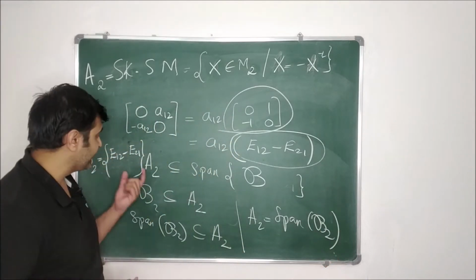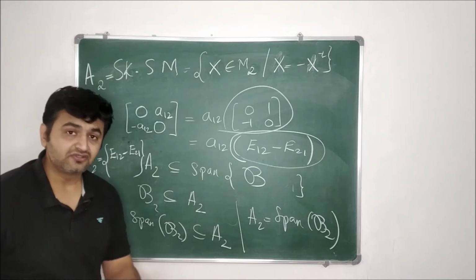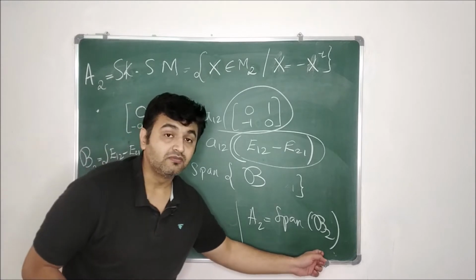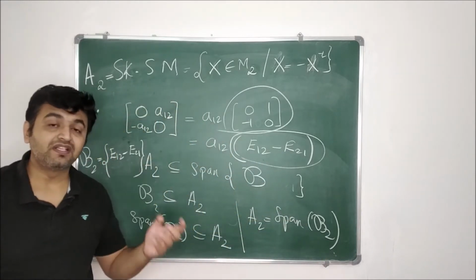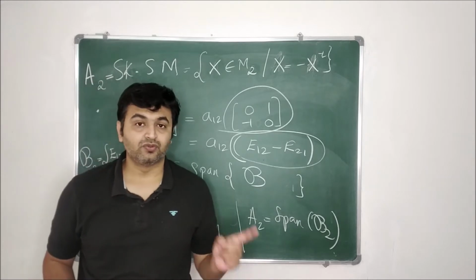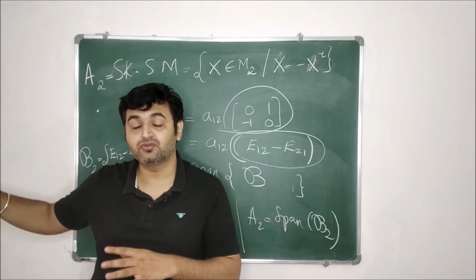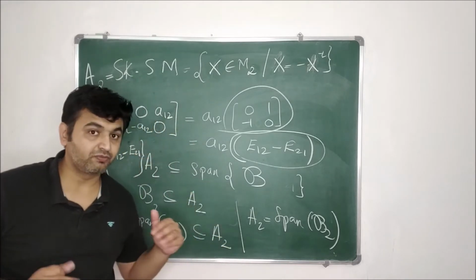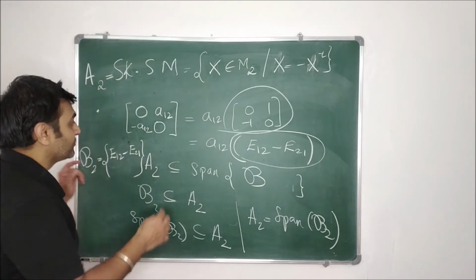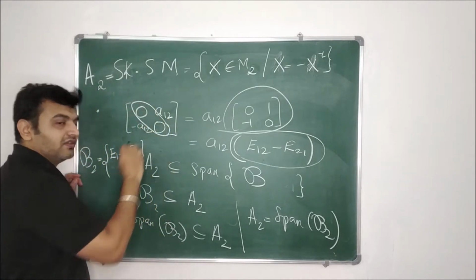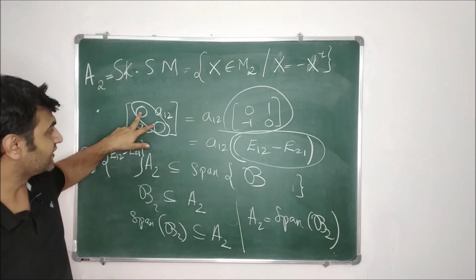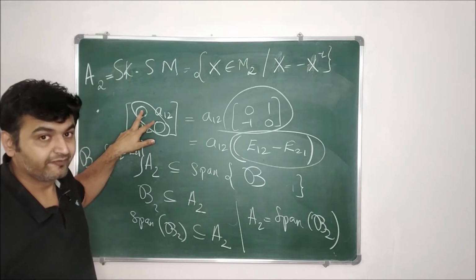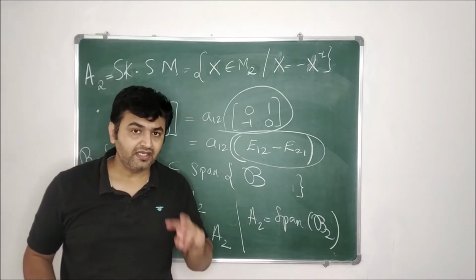Is B2 a linearly independent set? Yes, it has only one vector which is non-zero. Therefore B2 is a linearly independent set, and therefore B2 forms a basis for A2. And since B2 has only one element, the dimension of A2 is 1. What was the dimension for S2, symmetric matrices of order 2? If you recall, it was 3. So here there is a drop of 2, and why is that so? Because these 2 elements are 0 on the diagonal, there is no choice, they are always fixed at 0, whereas in symmetric matrices you have choices, this can be anything. That's why there is a drop in dimension by 2.